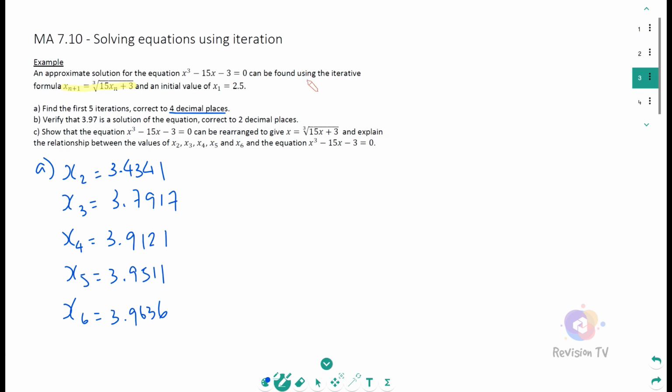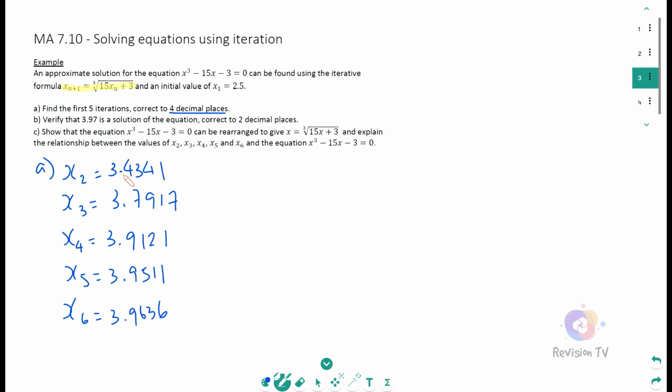Okay, part B. Verify that 3.97 is a solution of the equation correct to 2 decimal places. Now these numbers, if you look at these are solutions, but these are approximate solutions. Now you can see the increments going up are getting smaller and smaller. Now, what do I mean by that?